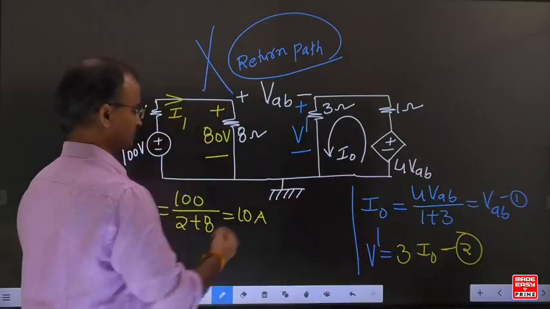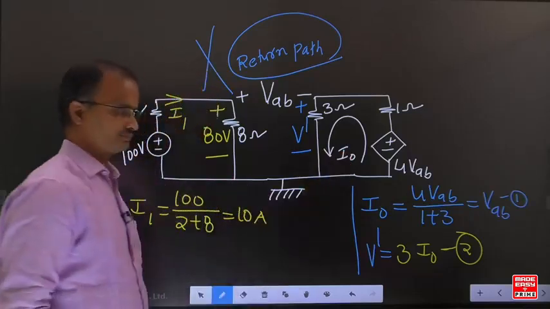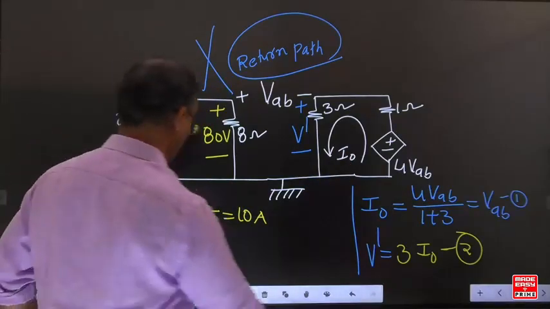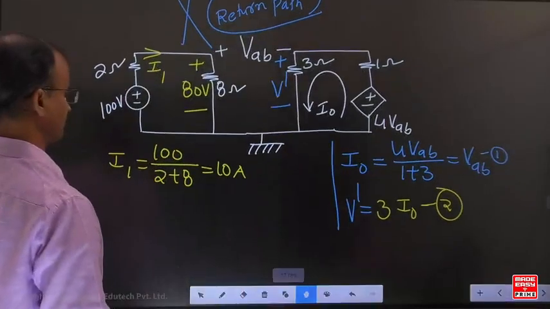What is V dash? V dash equal to what? 3 I0. Can you substitute this in equations 1 and 2? Now we will write one more KVL equation.